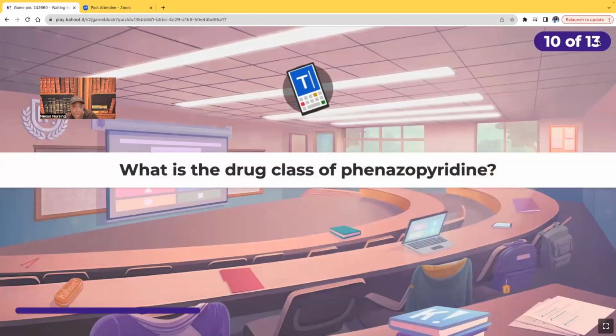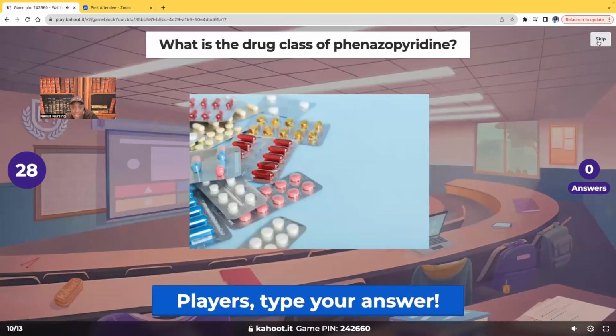All right, type in your answer. What is the drug class of this medication? You guys see the medication. Phenazopyridine. I think I said it. What is the drug class? And this is for both PN and RN, you guys have to know this medication. You have to know the drug class. You have to know the nursing interventions and teaching for this medication. What's the drug class?